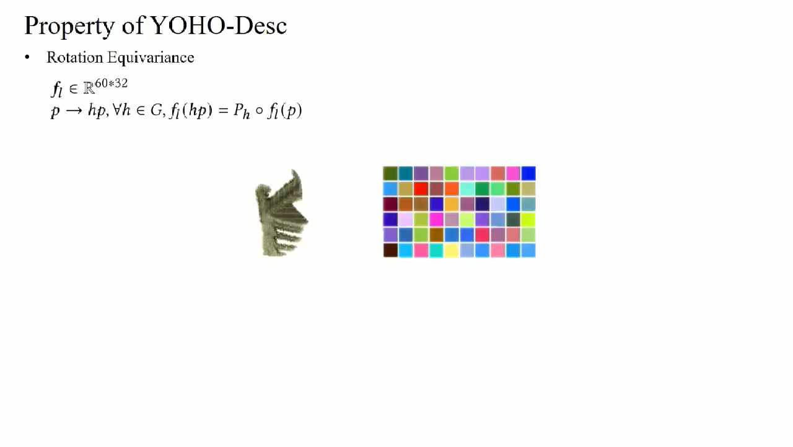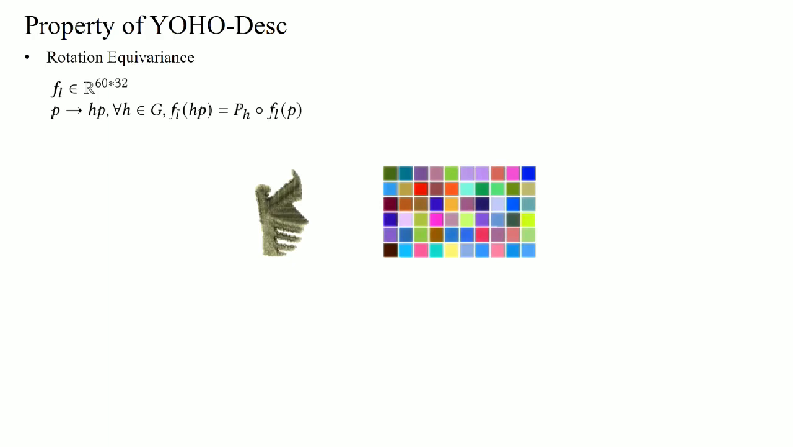The key observation of YOHO descriptor is that it is group rotation equivariant. It can be mathematically proved from the closure property of the group. If we apply a group rotation to the point cloud, its YOHO descriptor will only have a row permutation. An example is shown in the figure.